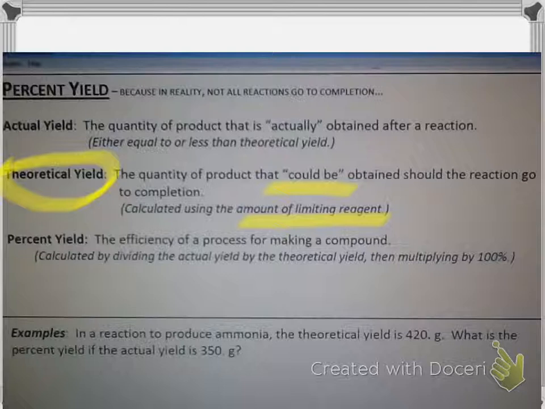All right. Notice what theoretical yield says. It's the quantity of product that could be obtained should the reaction go to completion. One thing we've been assuming this entire chapter is that if you put 2 reactants together, they're going to completely react stoichiometrically, and you're always going to get 100% of your product out. Or the reaction will go all to completion, which means you'll have product and no reactant left, unless you have excess. That's not always the case.